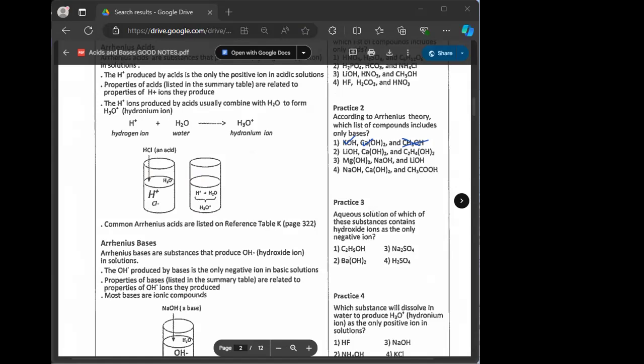Okay, and then, let's see, this is a metal and OH, this is a metal and an OH. That's not a metal and an OH. That's a metal and OH, that's a metal and an OH, that's also a metal and an OH. So it'd be option 3.